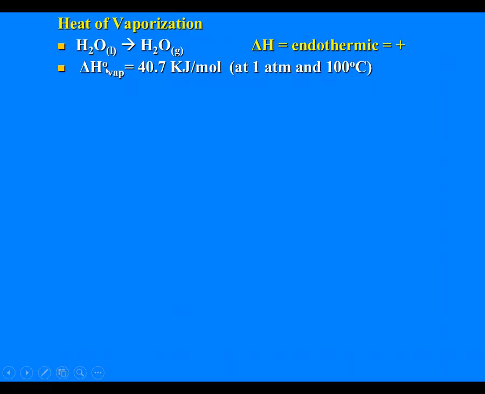Now, when I say that the enthalpy change with this not symbol here is under standard state conditions, what my standard state conditions would be is 1 atmosphere, and it would be at the boiling point for this liquid. So at 1 atmosphere, my boiling point for water would be 100 degrees Celsius.